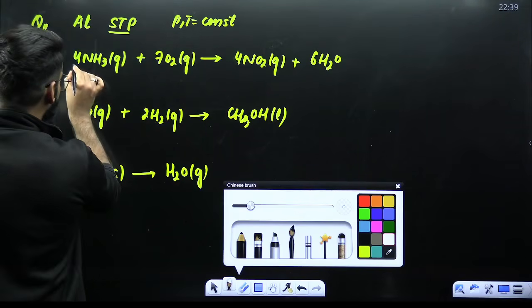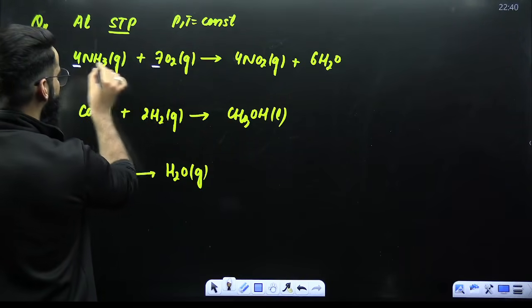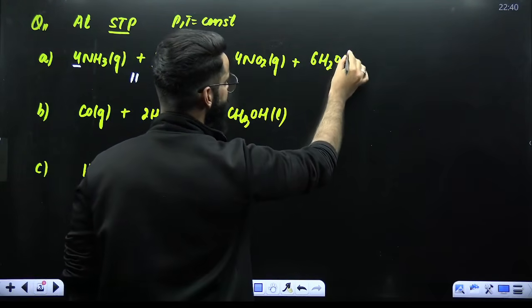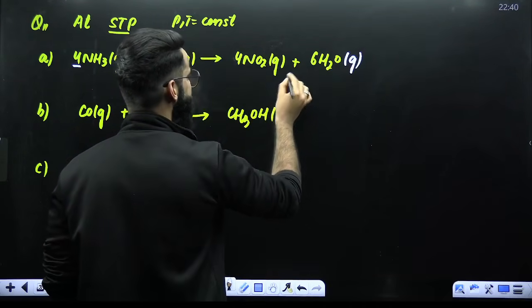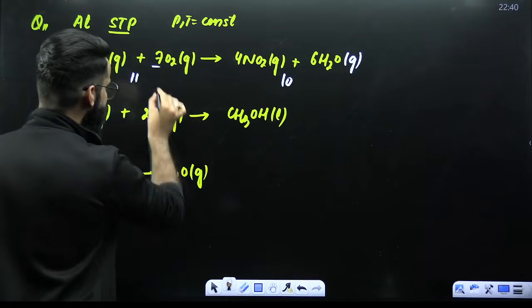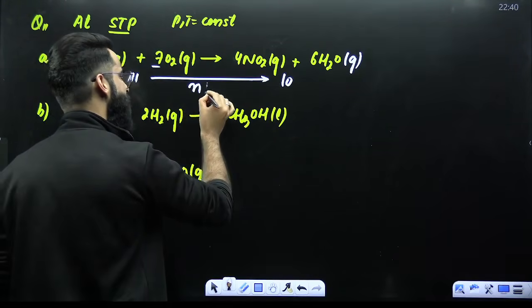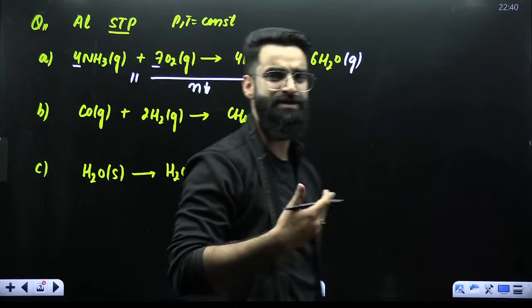So first of all, on reactant side, how many gaseous moles we have? 7 plus 4, 11. On product side, how many gaseous moles we have? On product side, we have 6 plus 4, 10 gaseous moles. So when this reaction is happening, what is happening to the number of gaseous moles? Number of gaseous moles are decreasing.